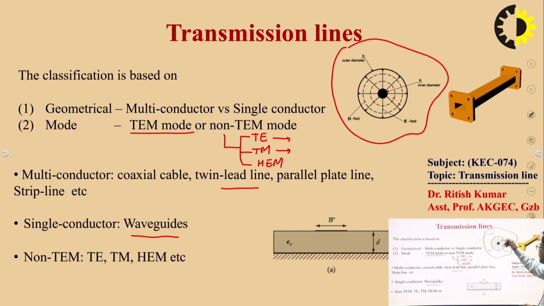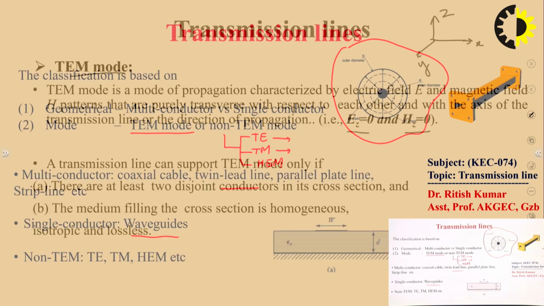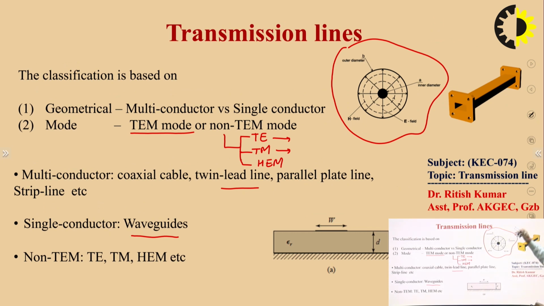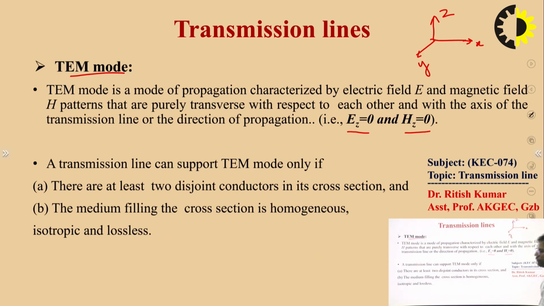In the case of coaxial cable, these two conductors are separated by a Teflon material. So we can say this region is filled by a homogeneous medium, that is Teflon. So the second condition is also verified. So we can say coaxial cable has a pure TEM mode. Further, we can see the waveguide will have the TEM mode or non-TEM mode.